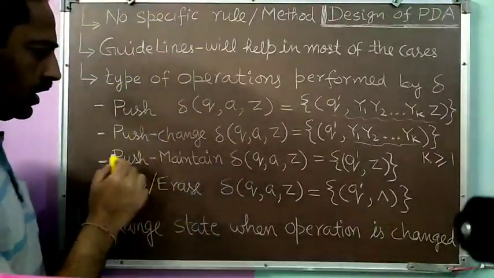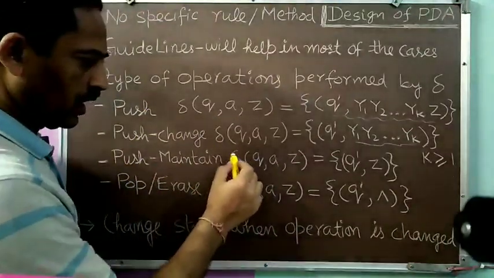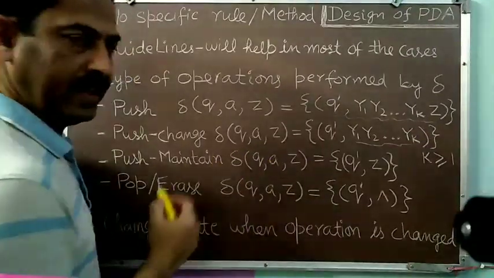Now come to the third one, that is push maintain. This push maintain has the form delta(q, a, Z).